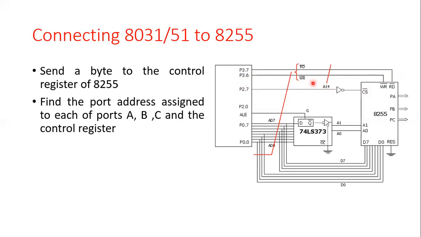By using the writing operation we can write the data into the 8255. By using the reading operation we can read the data from the 8255 into the microcontroller. And by using ALE we can enable this latch for storing the address, isn't it? So these are the two things that you have to do. First, you have to send a byte to the control register of the 8255. Then you have to find the port address assigned to each of the ports. So the connection comes first. First we do the connection, then we do the programming part.